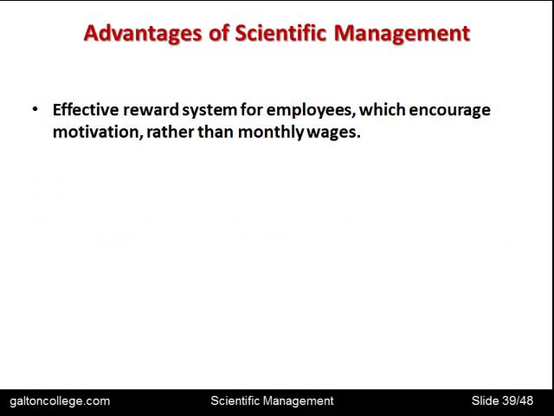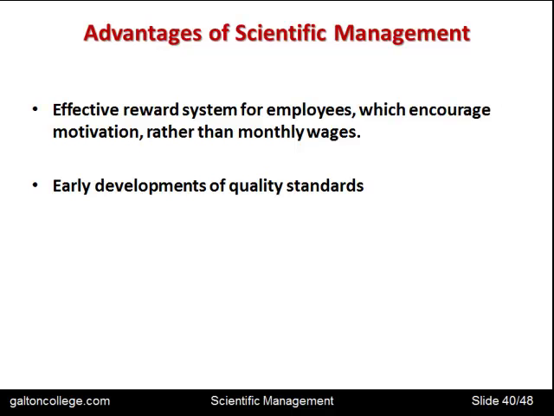Effective reward system for employees, which encourages motivation rather than monthly wages. Monthly wages takes away incentive. People will get paid anyway, so they've no real incentive to be innovative or to apply themselves or to be diligent about their tasks. But the removal of the monthly wage, or less emphasis on the monthly wage, means that rewards could be targeted at output. So the workers were paid a piece rate, as it's called. They were paid for the amount that they produced, and that gave them the incentive to apply themselves.